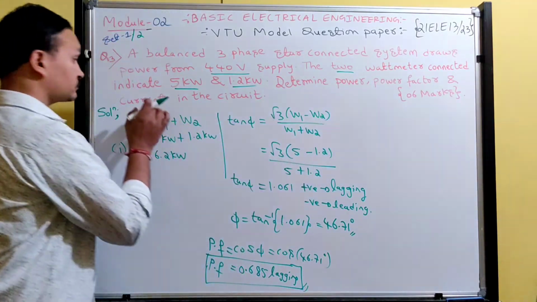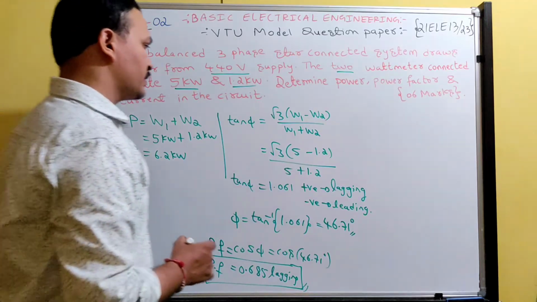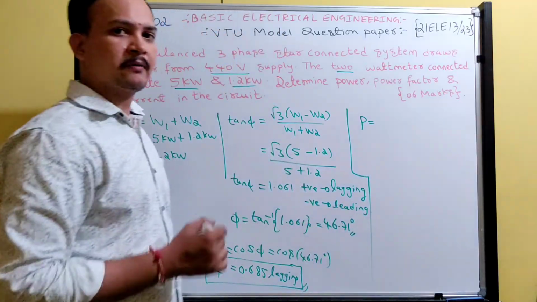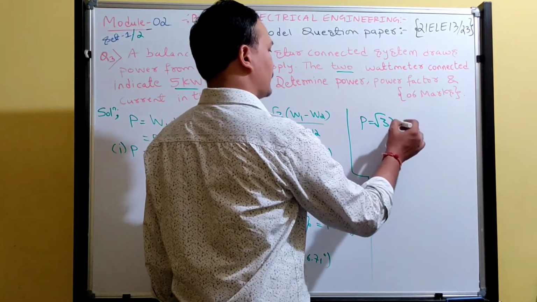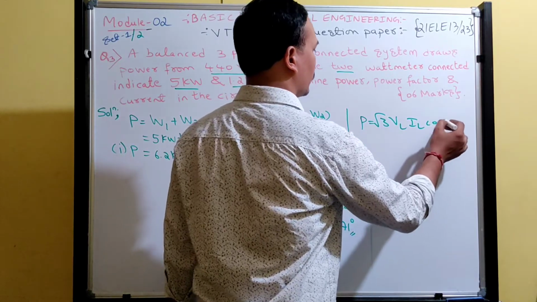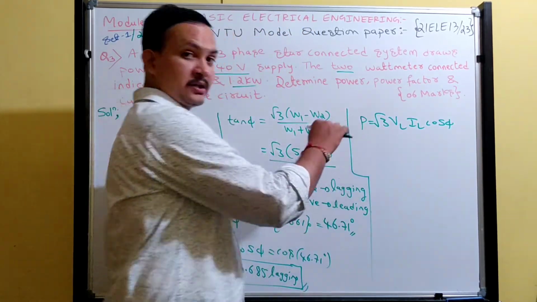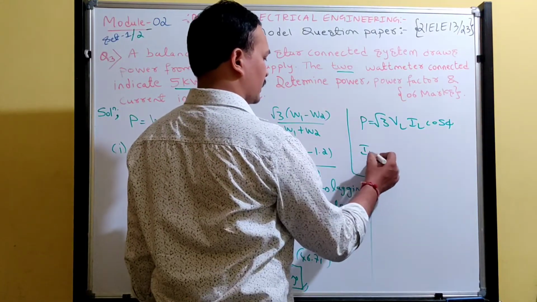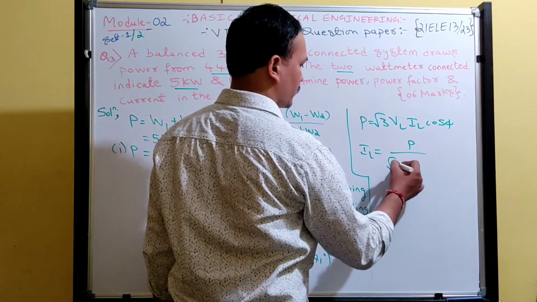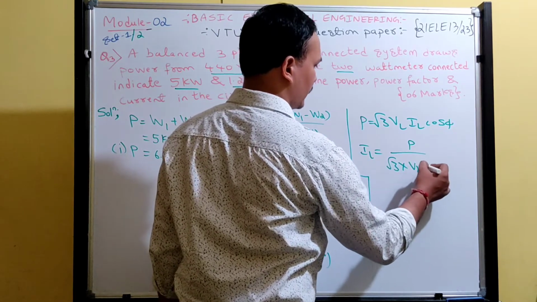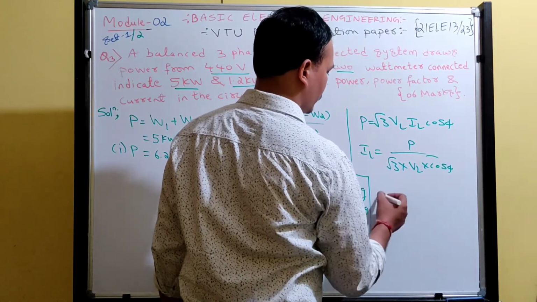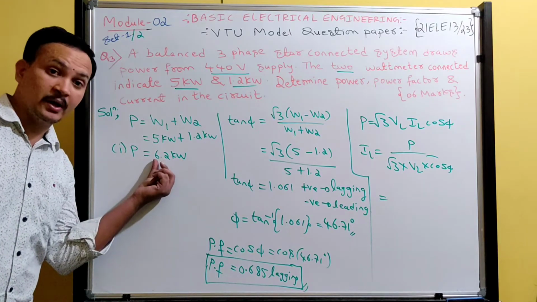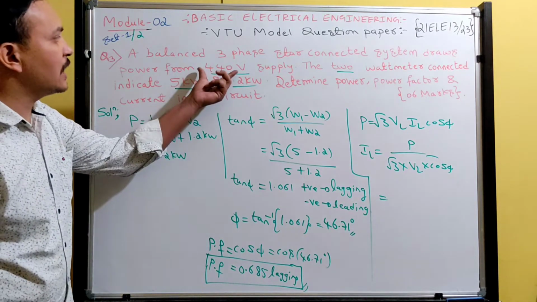Next, finally, what is the current in the circuit? We know that in a three-phase circuit, the power formula is root 3 times VL IL into cos phi. From this equation, you find the current. So the line current equation is power divided by root 3 into VL into cos phi. What is the value of power we have? 6.2 kilowatt.